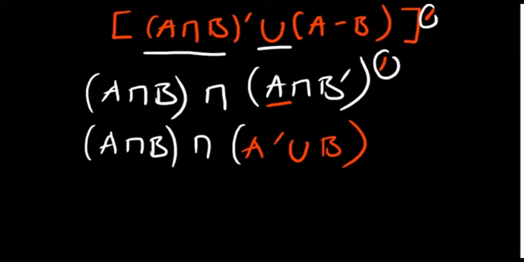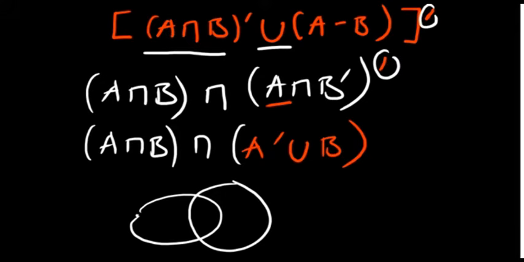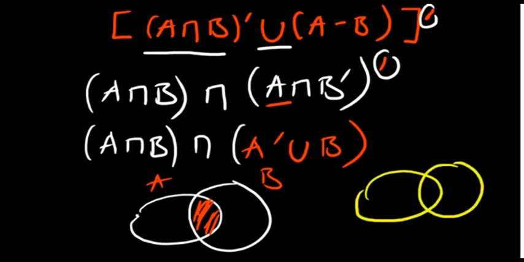Basically what we can do is try to sketch and see what we're going to have. We have A and B. Let's say this is our A, that is our B. The intersection here is just that region. That is our A intersection B. Then for the other part, where we have A complement unionized with B, let's say that is our A and that is our B.